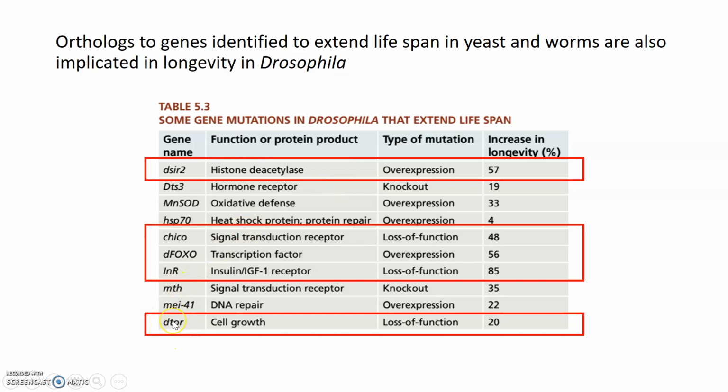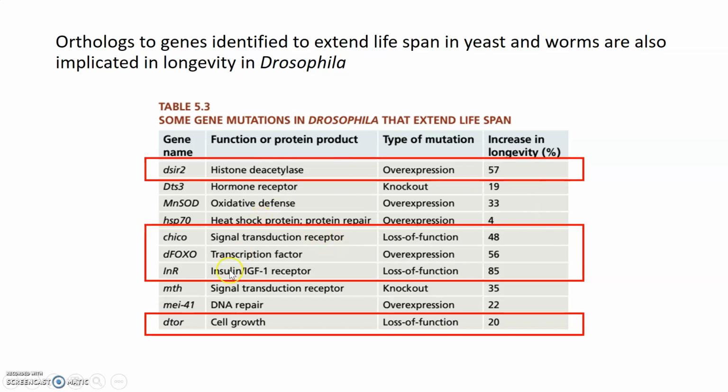Similarly, down here, you can see TOR, which is the Drosophila TOR, or DTOR, which is orthologous to mTOR, found in yeast, and that was involved in cell growth, and a loss of function of DTOR, just like a loss of function of mTOR in yeast, can also increase longevity. And then one pathway we talked about in C. elegans is the DAF2 pathway, or that insulin IGF-like signaling pathway.